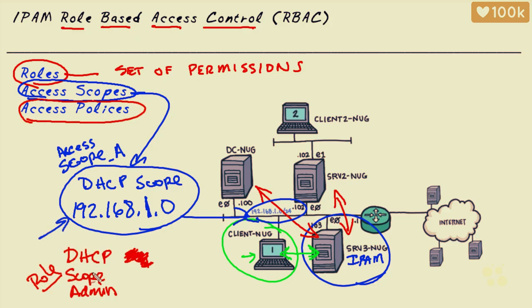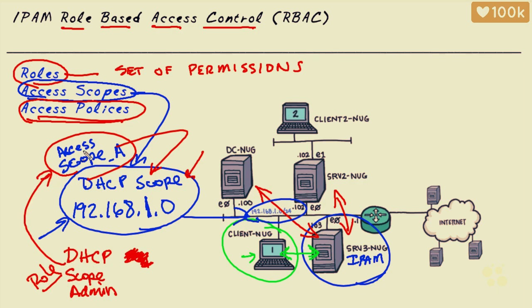And the access policy binds those 2 together. For example, let's take the user Alice. Just think about Alice. Came to work. Her job is to do DHCP scope administration. And specifically, we only want her to be able to do scope administration for this single scope. So what we did, we created an access scope that points out just that one scope. And then in our access policy, we said that we want this role of DHCP scope admin to be applicable for Alice anywhere that access scope A exists.